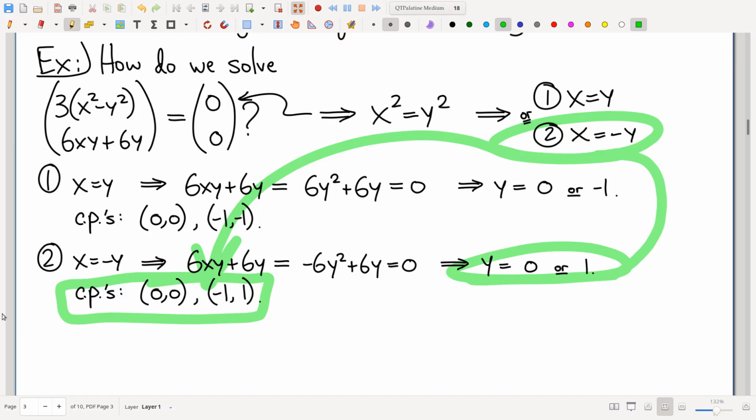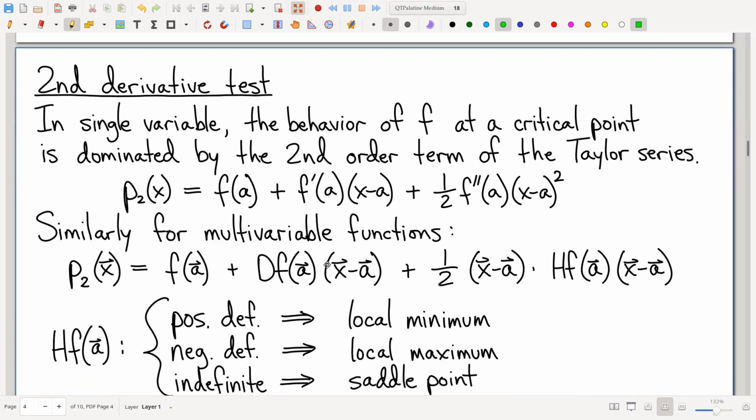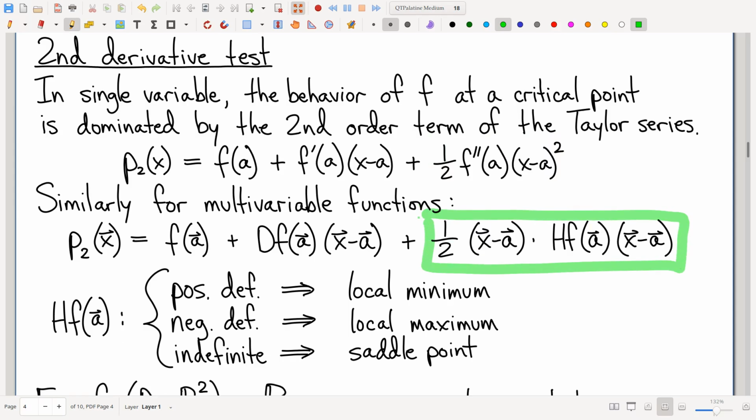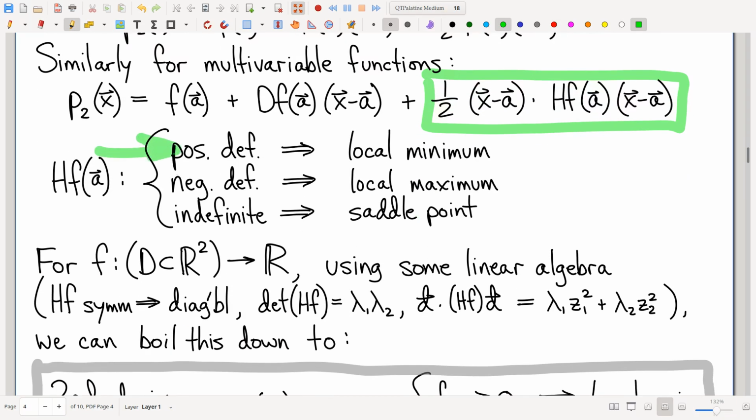All right, so you got to worry about cases. The second derivative test, in single variable, boils down to looking at the second order term, and as we previously discussed, it's pretty straightforward to figure out at a glance if this term is always positive or always negative. This just boils down to what's the second derivative. So in single variable, the second derivative test is pretty easy. In multivariable, it again boils down to whether this second order term is always positive or always negative.